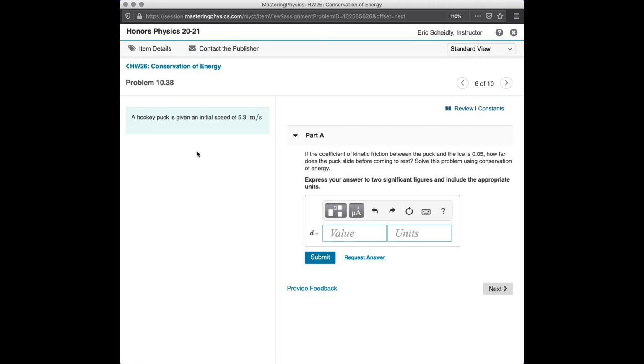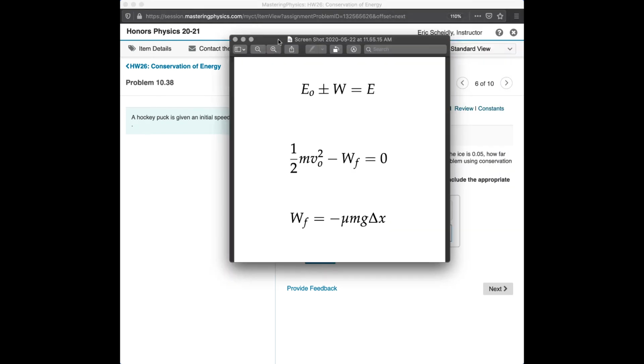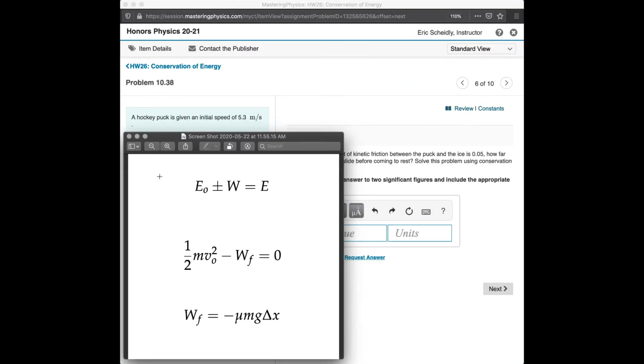Problem number 6. I have a hockey puck. It was given this initial speed, so it has some kinetic energy. But there's friction, and the friction is going to slow the puck to rest. The statement of the problem says use conservation of energy to do this, because this is a problem I already know how to solve. I have an initial velocity, I have a friction force that causes an acceleration, and then I can use a kinematic equation like v squared is equal to v naught squared plus 2a delta x to solve the problem. Well, here it is conservation of energy style.